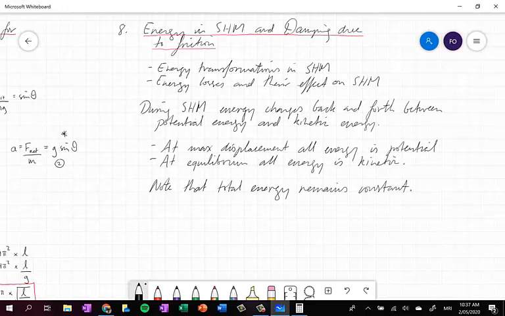Okay, so what we looked at is what's going on in the absence of friction. So what we'll do now is we'll just add to that the concept of damping. Damping is when SHM loses energy due to friction. So we call that process damping. That's a term we need to be familiar with.